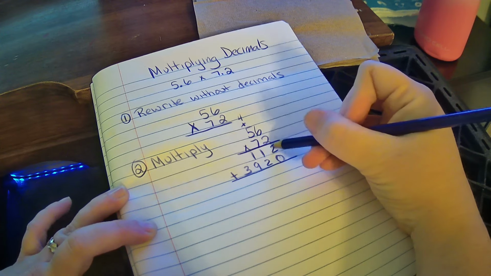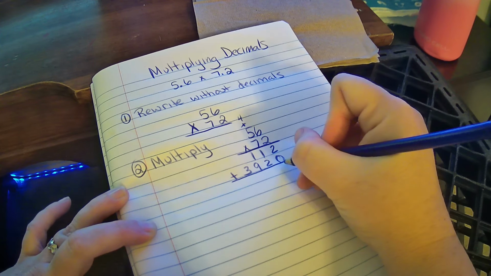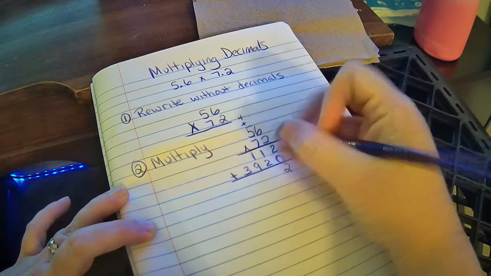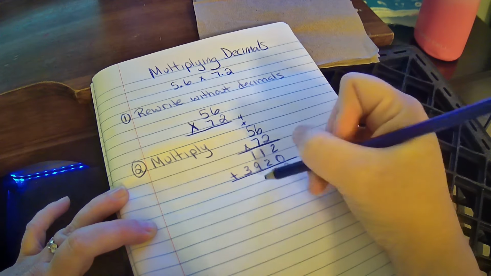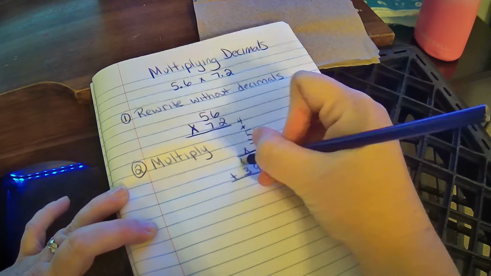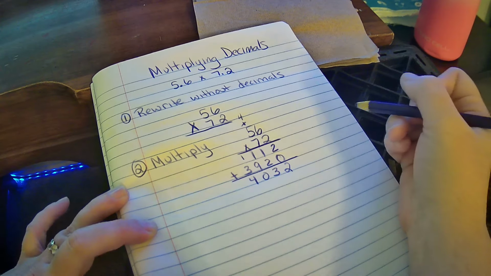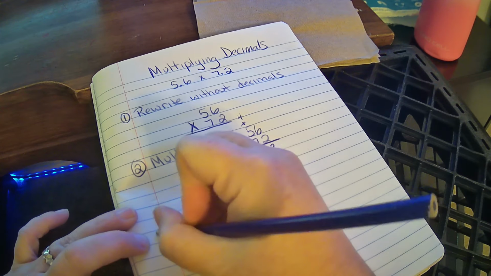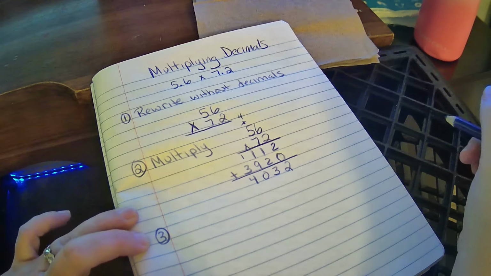Now we're going to add. 2 plus 0 is 2. 2 plus 1 is 3. 1 plus 9 is 10. Carry the 1, which is 4. And then we're on to step 3.